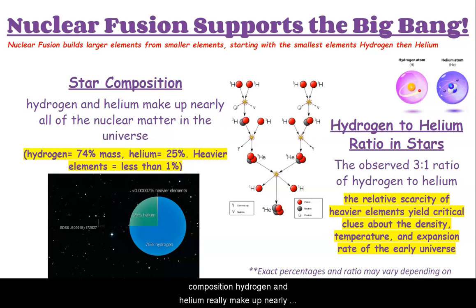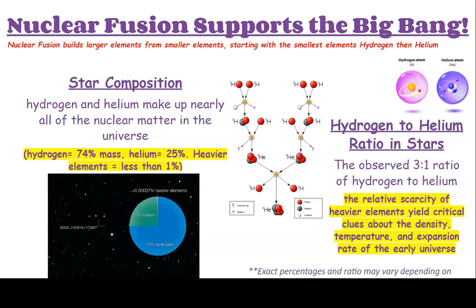The star composition. Hydrogen and helium really make up nearly all of the nuclear matter in the universe by mass. Hydrogen is 74% by mass and helium is 25% by mass. So the universe is 99% hydrogen and helium by mass. The heavier elements make up less than 1% of the universe.